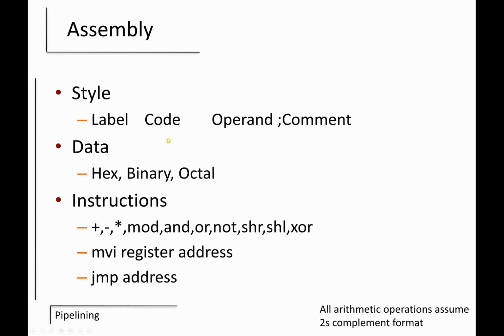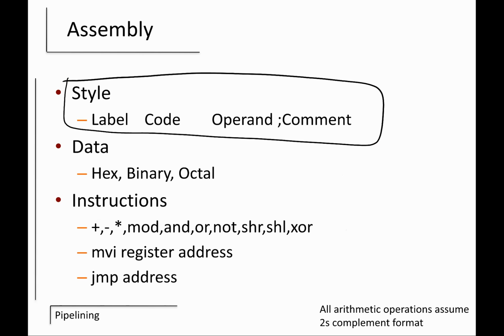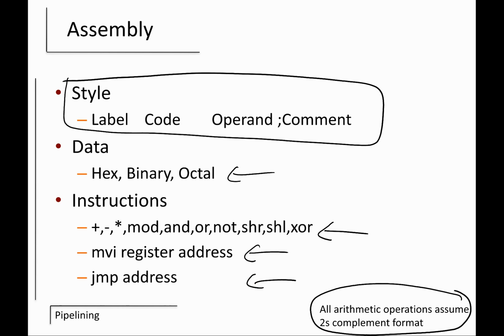How did you write code for that CPU? Well, it had a label, a code, and an operand, and it had comments. Data could be stored in hexadecimal, binary, or octal. It could do basic operations, could move things from one address to another, and it had the idea of jumping. And everything worked in two's complement, and if you have that in 122 or 322, you understand that, and we'll cover that more later on.